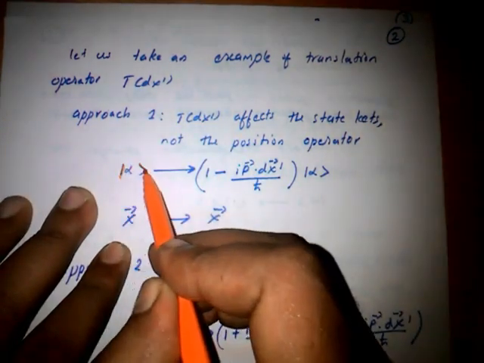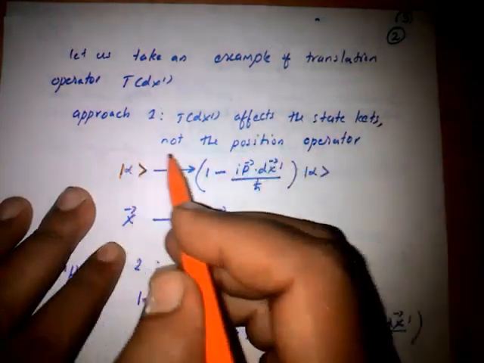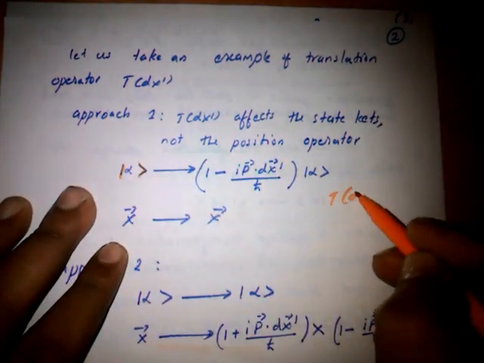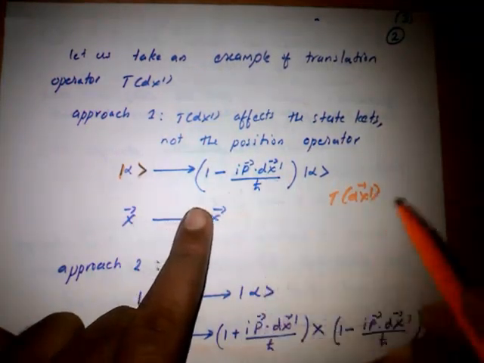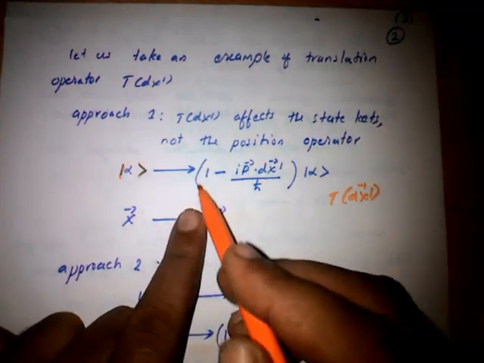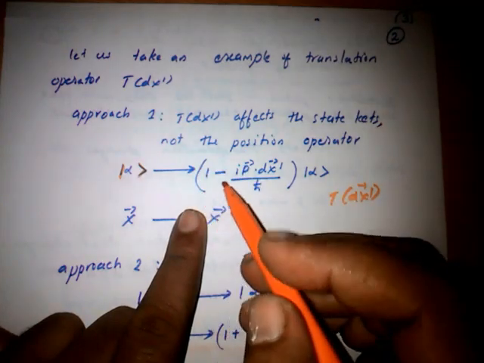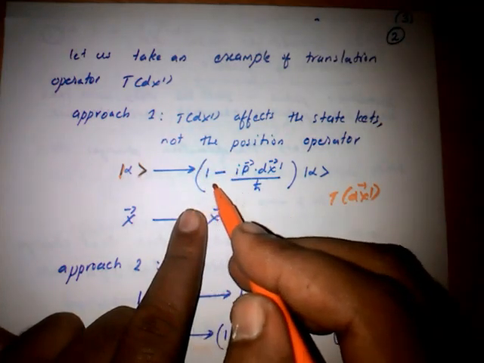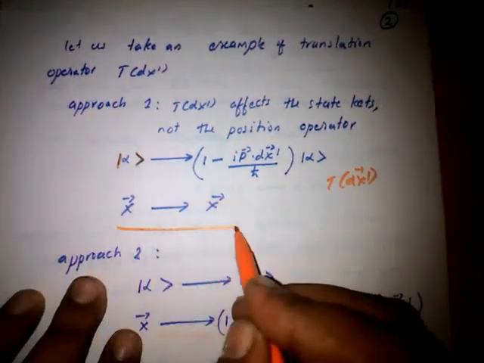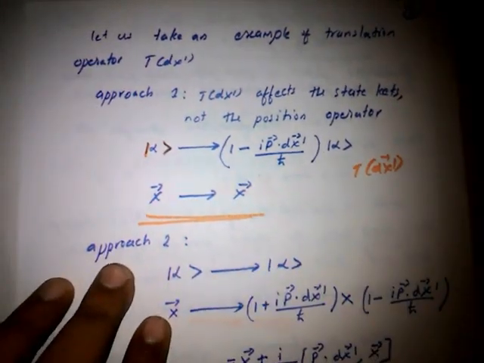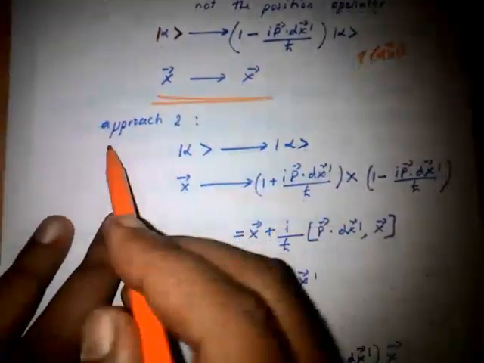This is a state ket alpha, and we are applying an infinitesimal translation operator dx dash on it, in the form of the infinitesimal translation operator we have discussed in previous classes, that is 1 minus i p dot dx dash over h cross, acting on alpha, and the operator remains unchanged. This is approach 1.